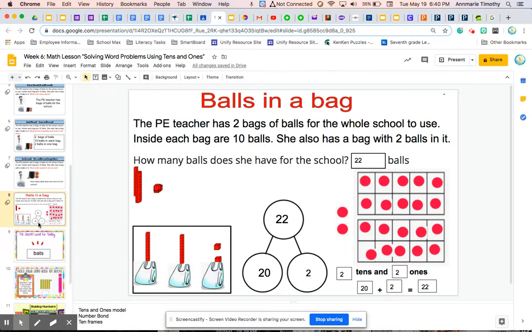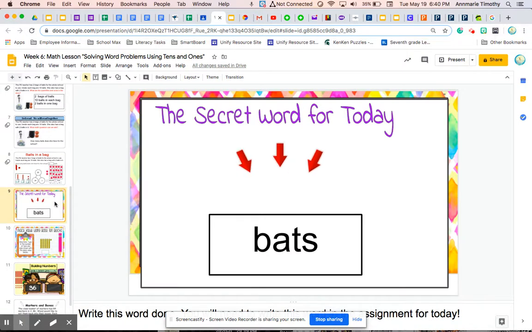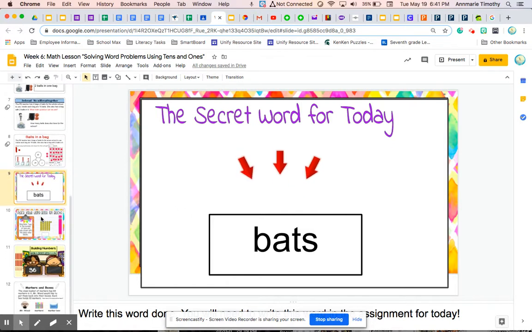Okay, boys and girls? Now I'm going to show you how you are going to complete your assignment today. You are going to click on the link that's in the math section of your Google Classroom. But first, I want to tell you what the secret word is. Shh, don't tell anyone. The secret word for today is bats. The secret word for today is bats.